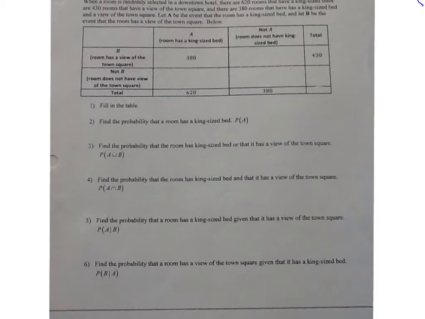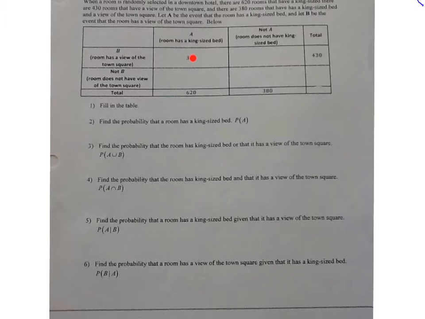So below we have this table here, and the first thing we're going to do is fill in this table. Notice in this column I have rooms. A: a room has a king-size bed. Over here is not A, which means it does not have a king-size bed. Going across here, B: the room has a view of the town square. And then I have not B, which means the room does not have a view of the town square. Okay, so this is what we know.